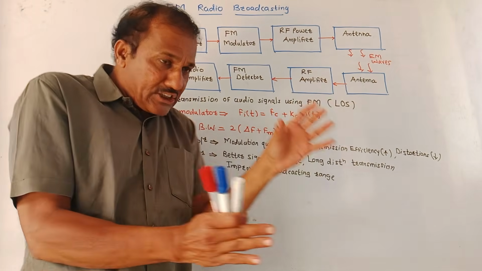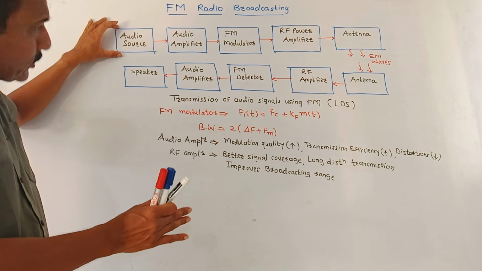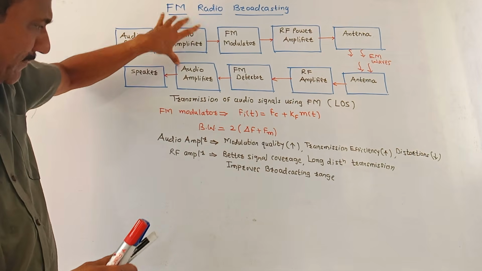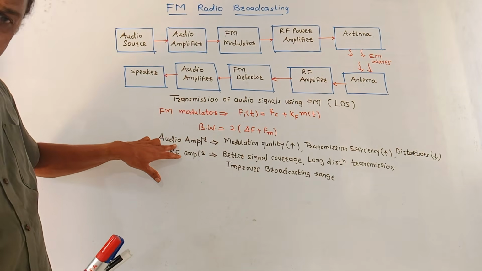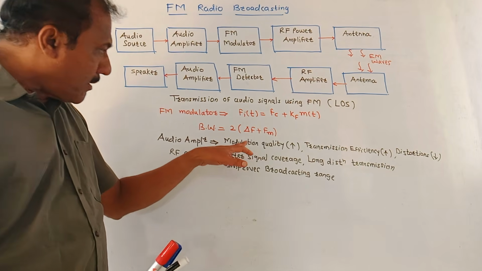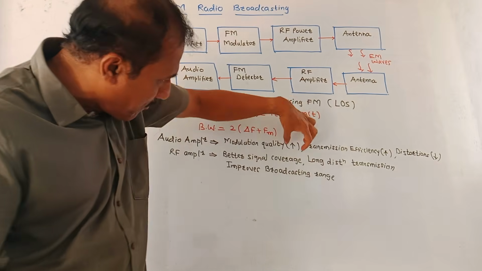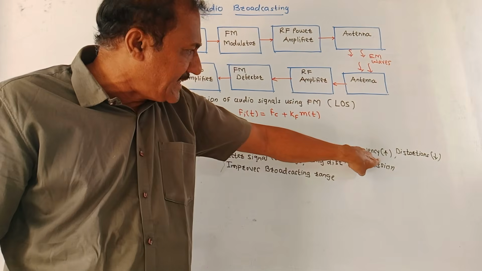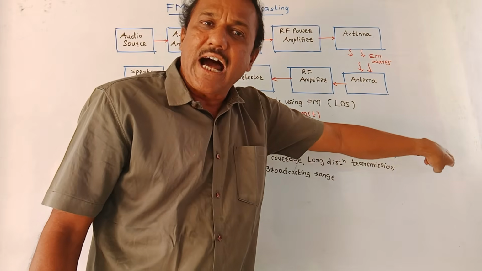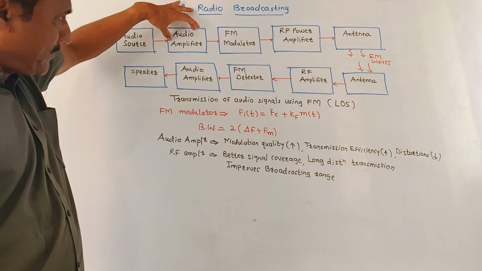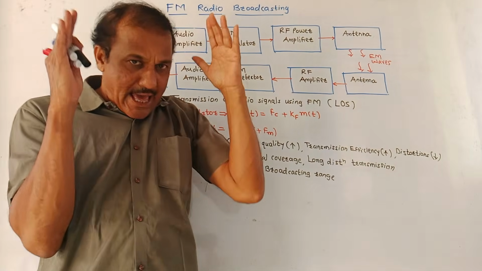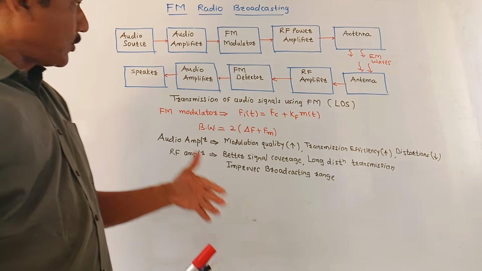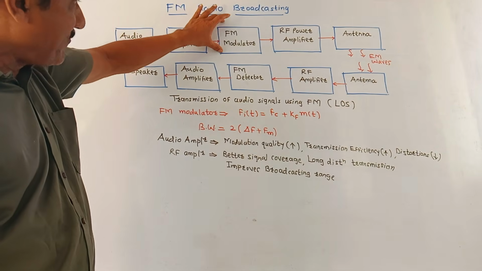As the name indicates, the strength of this audio source is less, so to improve it, the audio amplifier is used. I have listed some points on the major functions of this audio amplifier: the modulation quality is increased. This upward arrow indicates the quantity is increasing. Then transmission efficiency is increased, as well as the distortions are reduced. So this is the major function of this block, the audio amplifier. As the name indicates, this is an amplifier which accepts weak audio signals and amplifies them for the further processing.